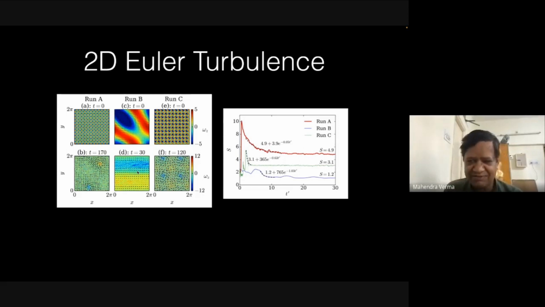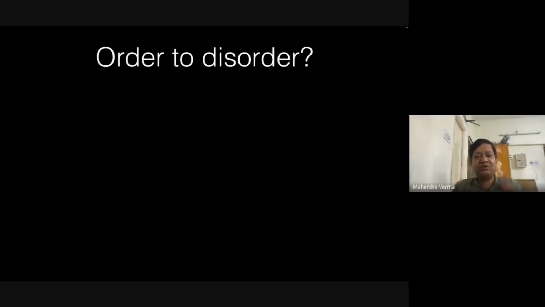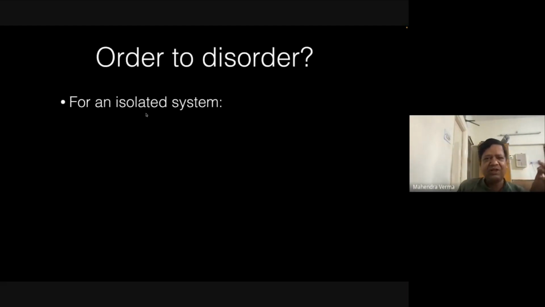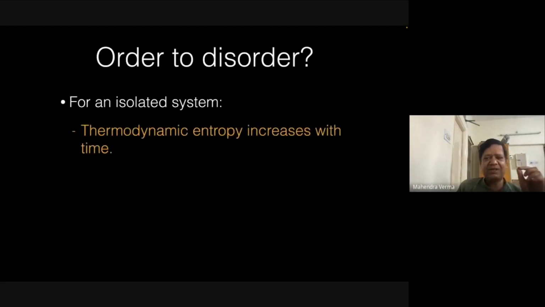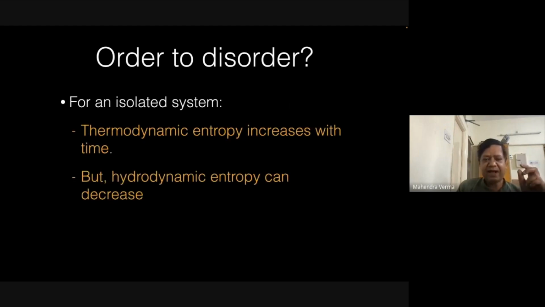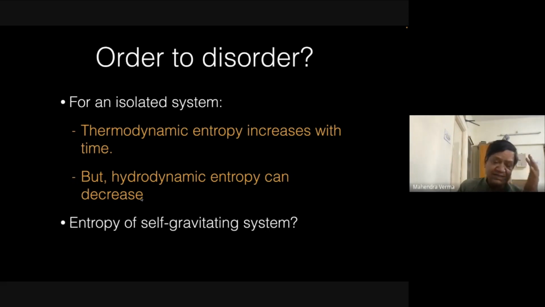So the problem is, in fact, turning off the viscosity. In a rotating system, if you turn off the viscosity, there's no guarantee that the code will run. So that's where this investigation is difficult. Typically, the code tends to blow up if there's no dissipation. So, order to disorder, is it true or not true? For an isolated system, thermodynamic entropy increases with time, but hydrodynamic entropy can decrease. It happens in 2D. And so I think this has some window for self-gravitating systems.